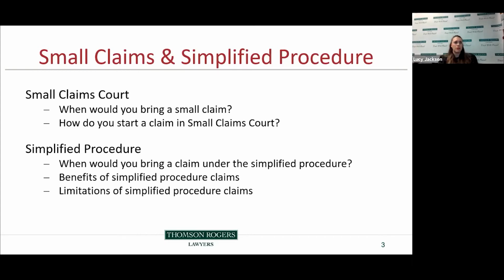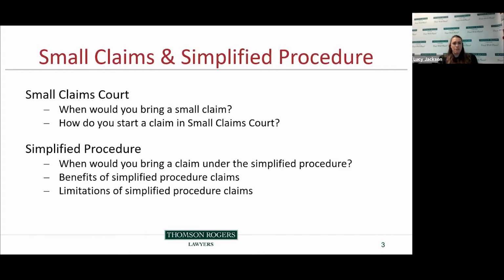So the next step up from a small claim is what's called the simplified procedure. So the simplified procedure is actually under our regular civil rules. However, it applies to claims where the damages are assessed at $200,000 or less. And again, this also recently increased. So in January of 2020, it was only for damages assessed at $100,000 or less. So you can proceed under the simplified procedure if your damages are assessed at less than $200,000 and there is no jury notice filed.